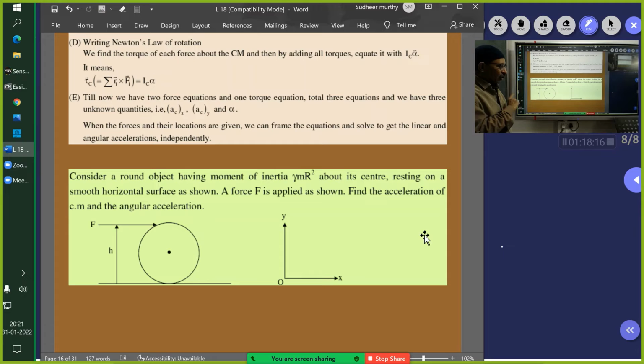To be more specific, they are giving you x and y axis. So there will be some suffix x. Ax will be there. What about ay? Ay will not be there. Only ax will be there.